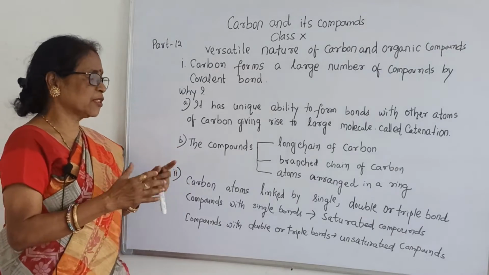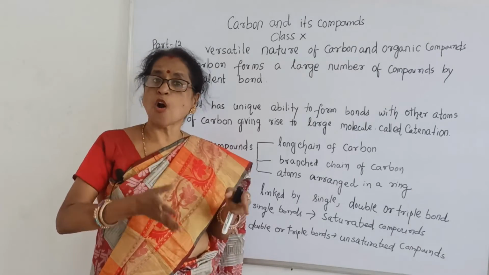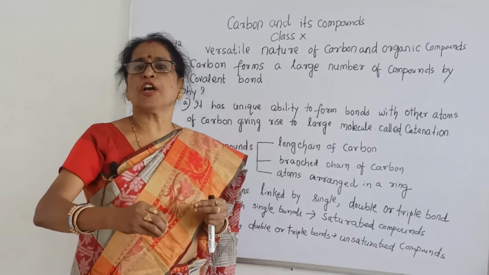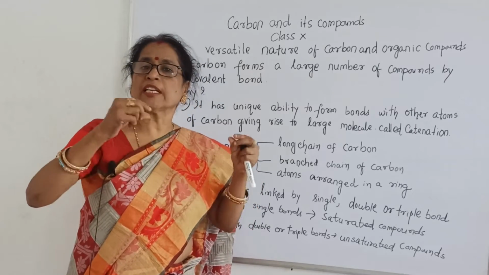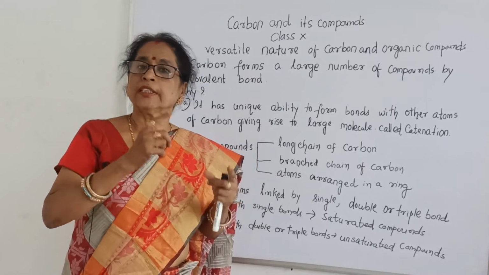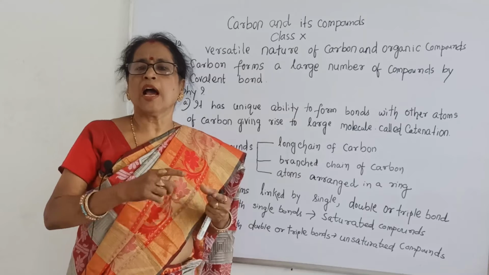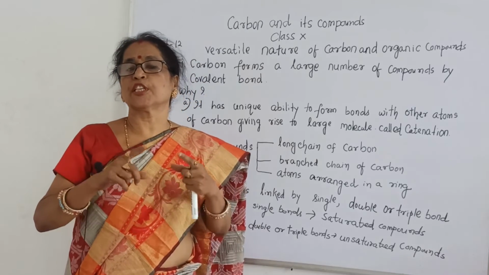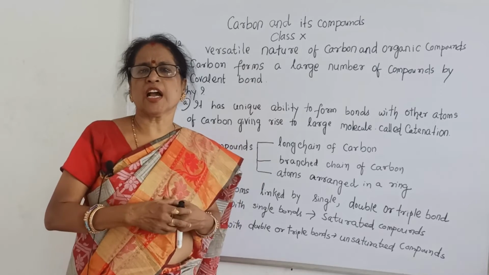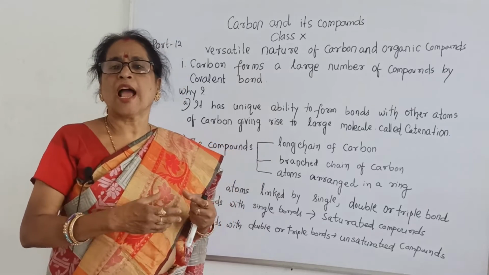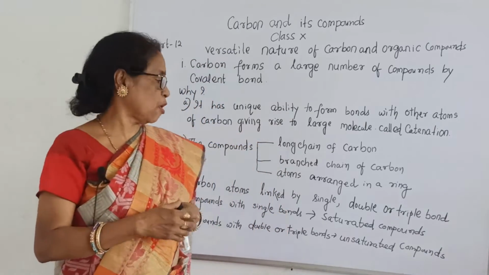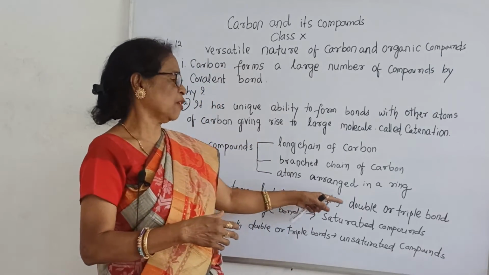Now, how are carbon atoms linked to other carbon atoms? One carbon atom, how will it join with another carbon atom? What is the type of bond? There are three types of bond. One is single bond, the other is double, and the third is triple bond. Single bond compounds are called saturated carbon compounds, and double and triple bonds are called unsaturated compounds.